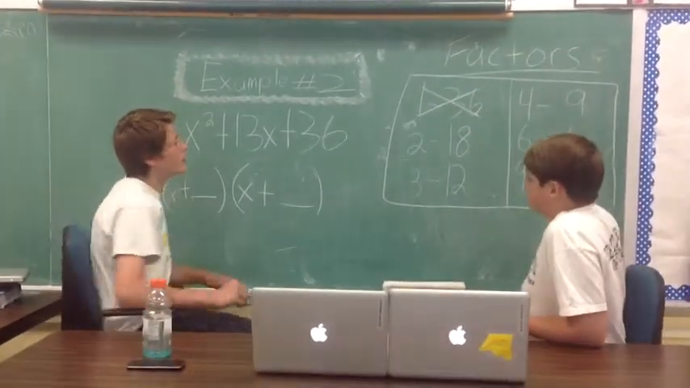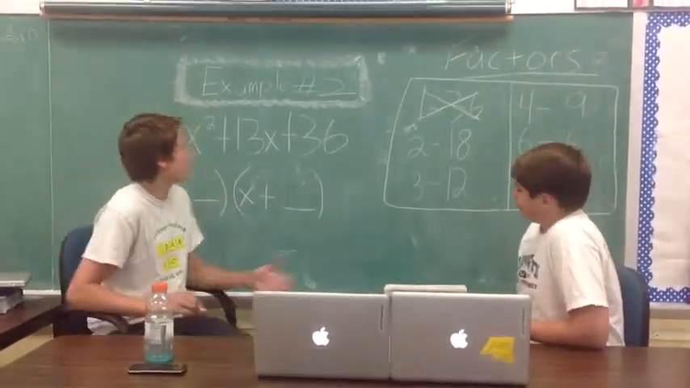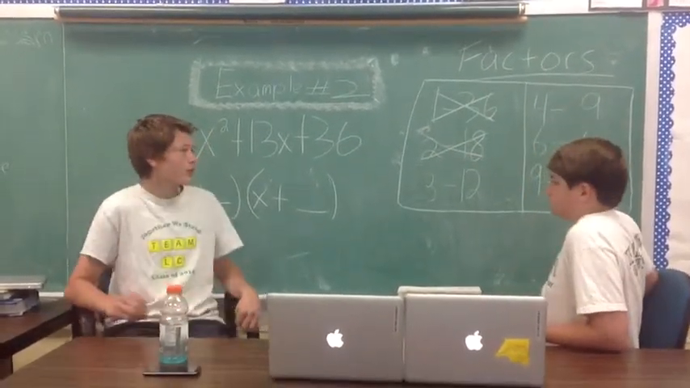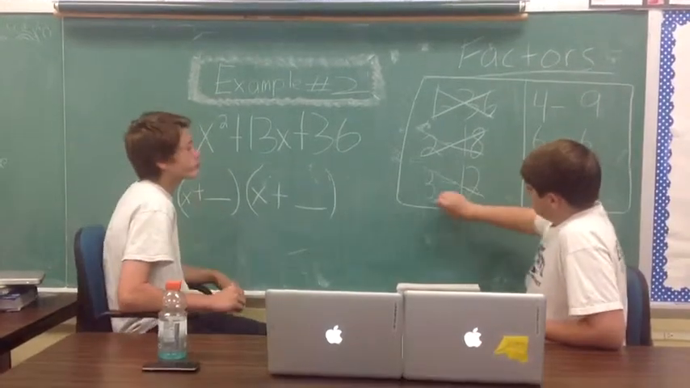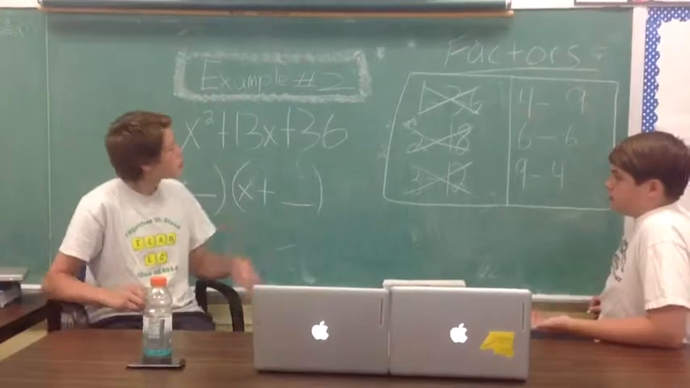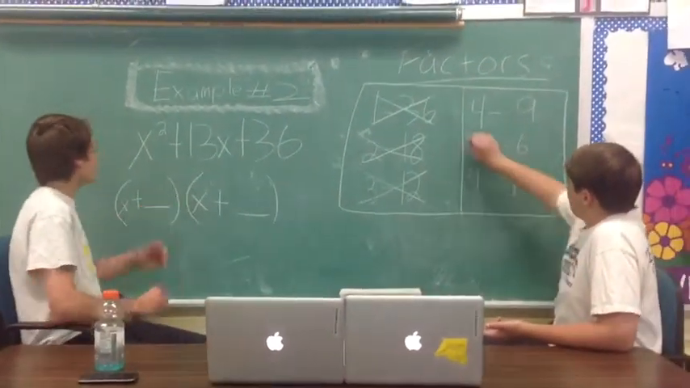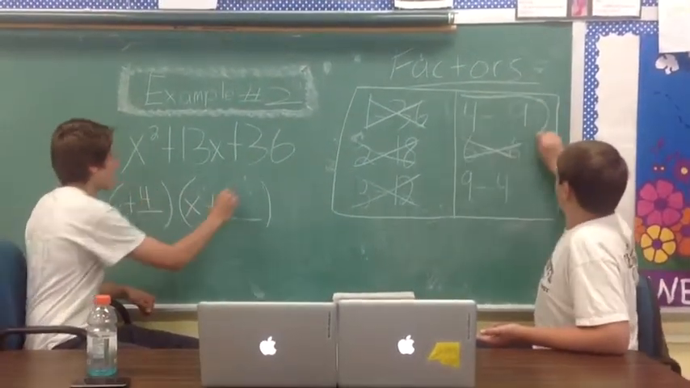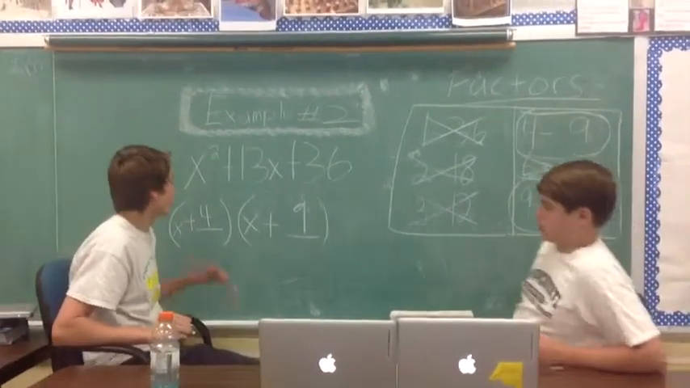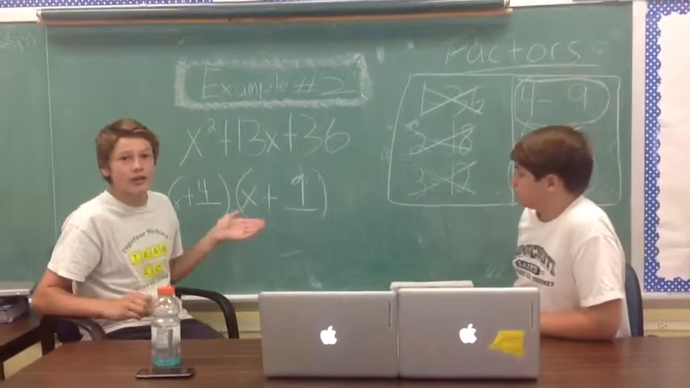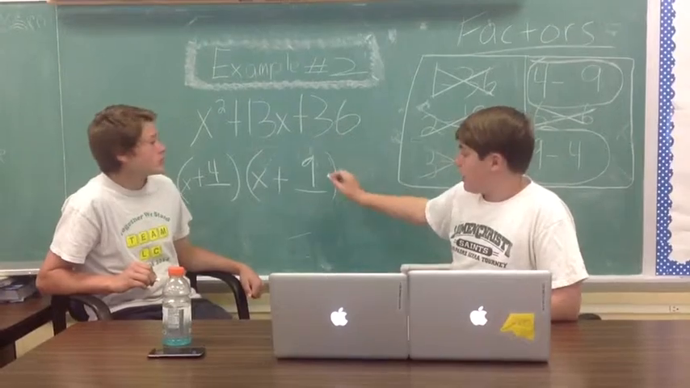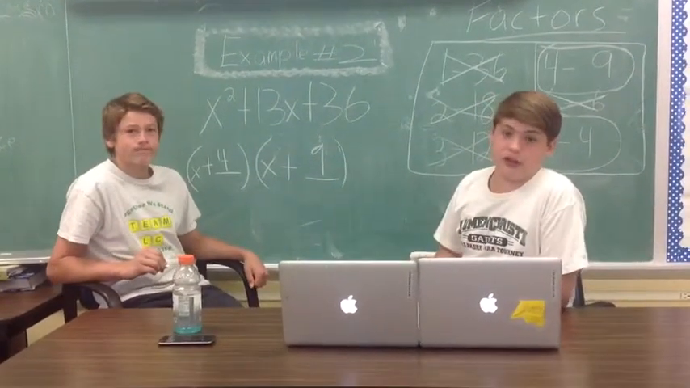Nope. How about 2 and 18? That equals 20. That's not 13. Nope. 3 plus 12 equals 15. Nope. Let's see, 4 and 9. Does that equal 13? I think it does. So those would be the answer. Your answer would be x plus 4 in parentheses and x plus 9 in the other parentheses. You know that because 9 times 4 is 36, and 9 plus 4 is 13. So that's a good way to check your work.